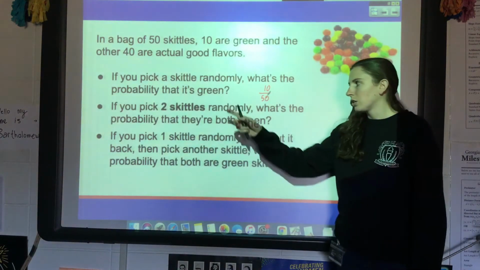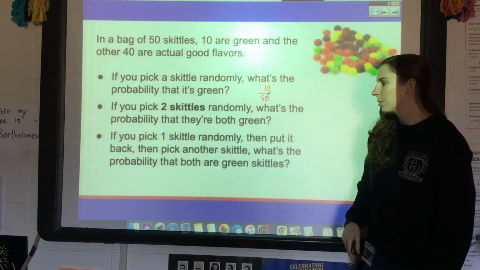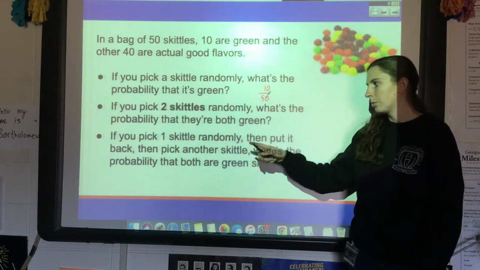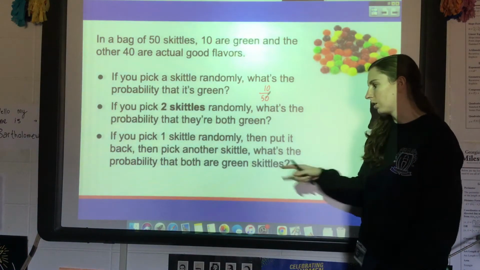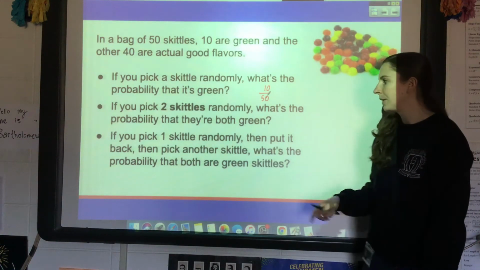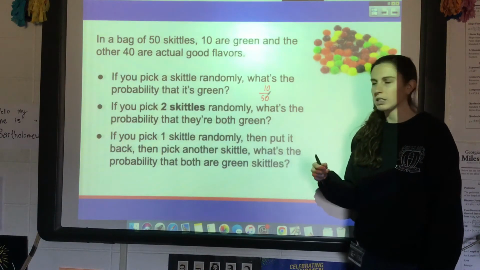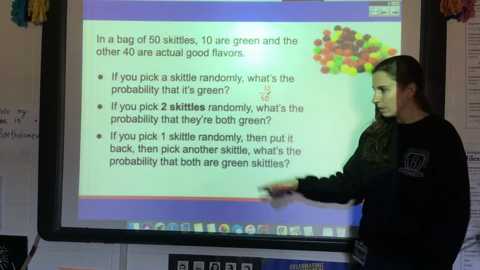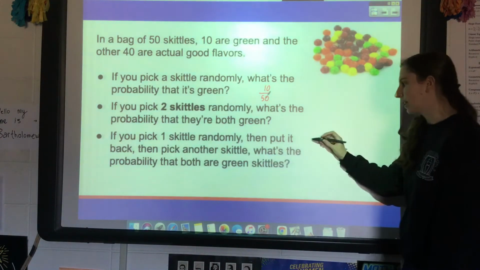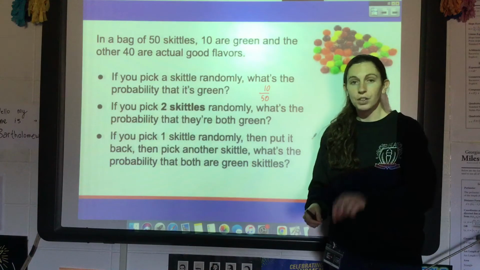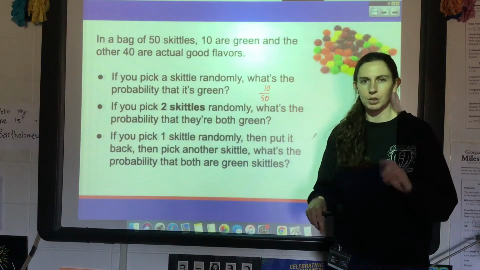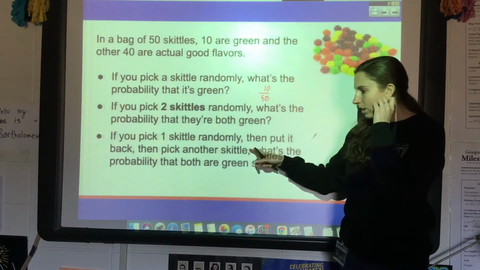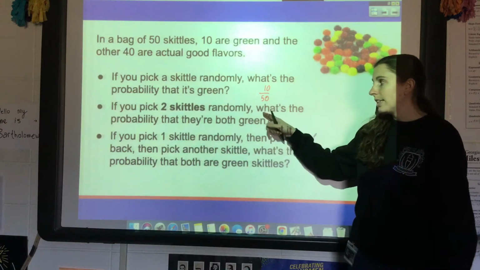But let's say we pick 2 Skittles randomly. What's the probability that they're both green? Or if I pick a Skittle, put it back, and then pick another Skittle, what's the probability they're both green? This right here highlights the difference between independent and dependent events. This option here is independent because the first pick is not going to influence the second pick because you put it back and you mix them around. So these are independent events, whereas these are not.